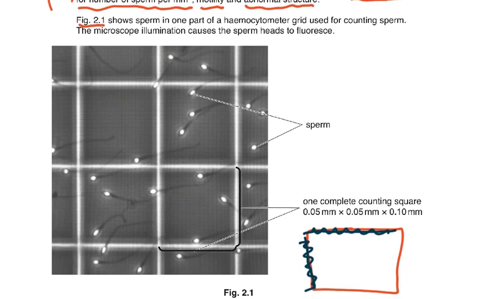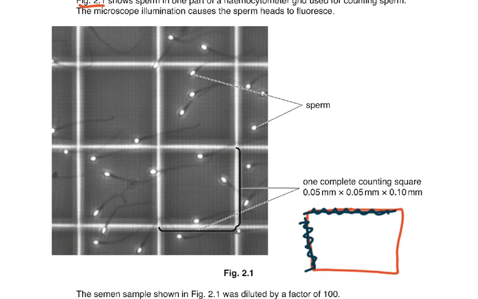The microscopic illumination causes the sperm heads to fluoresce. Now we must know what a hemocytometer is, and at the end of the video I will show you a diagram of the hemocytometer, and you can then have an idea what we are talking about. It's got a depression in the center of a slide, and there's a grid at the bottom of that depression. You should have seen a hemocytometer, or talked about it.